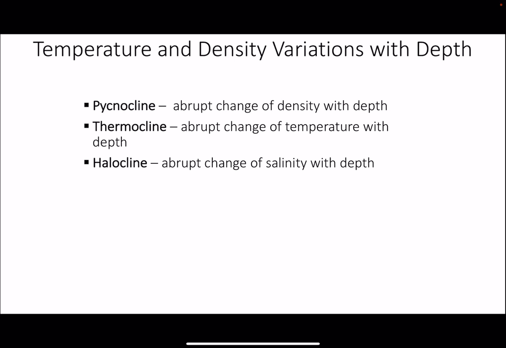We've already introduced the idea of a thermocline and a halocline. The thermocline is a region in the ocean water column that abruptly changes temperature with depth. The halocline is an abrupt change of salinity with depth. And keeping up the pattern, the pycnocline, which is what you call this here, is an abrupt change of density with depth.